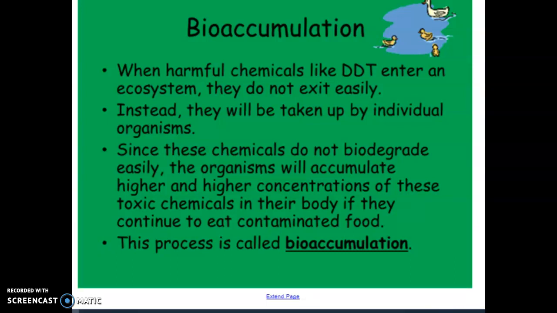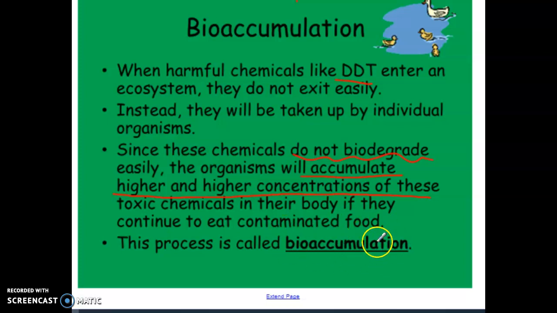So bioaccumulation, as I've mentioned, is when a harmful chemical like DDT or any other fat-soluble pesticide enters into an ecosystem. They do not exit easily. They're taken up by the individual organism and they do not biodegrade. So what happens is it accumulates higher and higher concentrations inside of the organism's body. So that process is called bioaccumulation.